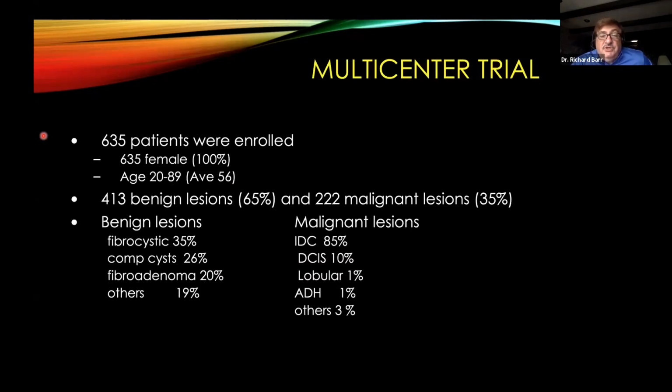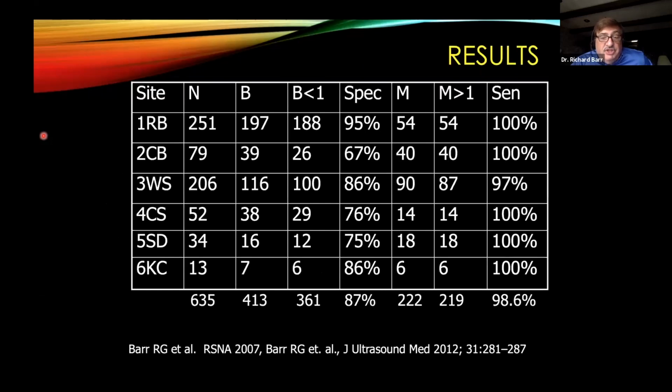We did a large multi-center trial using this technique with 635 patients. About 2/3 were benign and 1/3 were malignant. We had a large range of pathologies. This table shows you how we've done this. This is the site. N is the number of patients that they did. B is benign on pathology. M is malignant on pathology. B less than 1 is the E to B ratio is less than 1. M greater than 1, the E to B ratio is equal to or greater than 1.